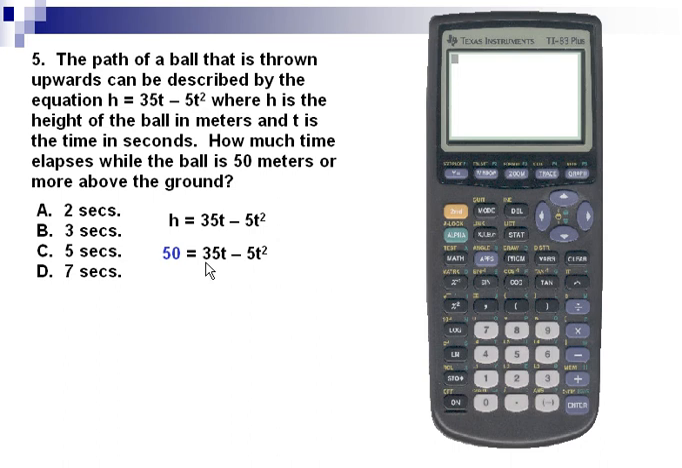On earlier objectives, we treated an equation like this one as a system. So let's go to our calculator, and in y1 we want to type in 50. And in y2, the other side of the equation, and we have to replace the t with an x, so it's 35x minus 5x squared. Let's look at a standard window for this graph.